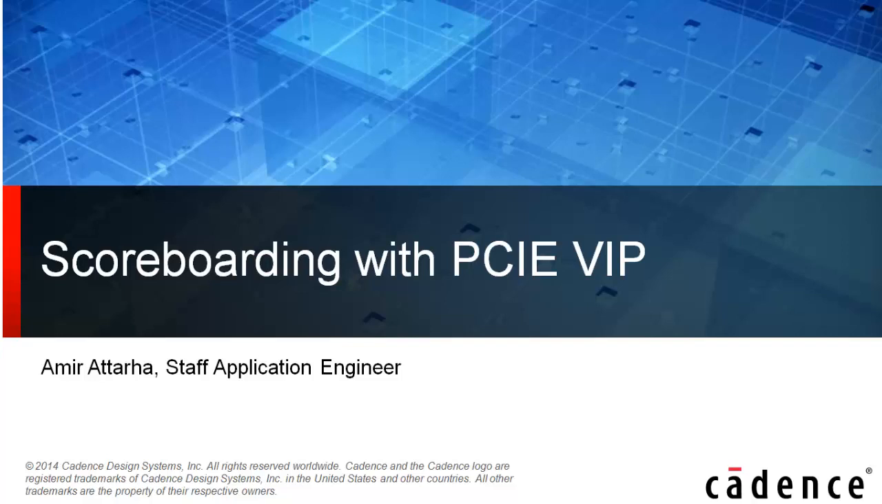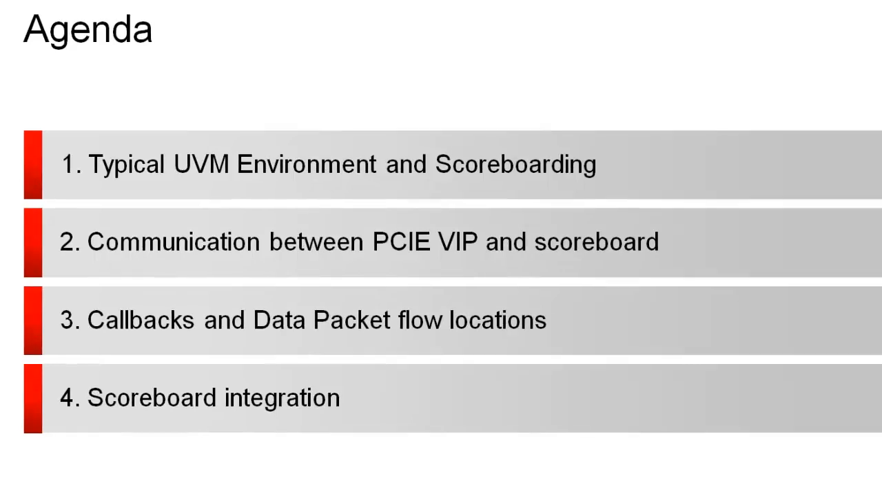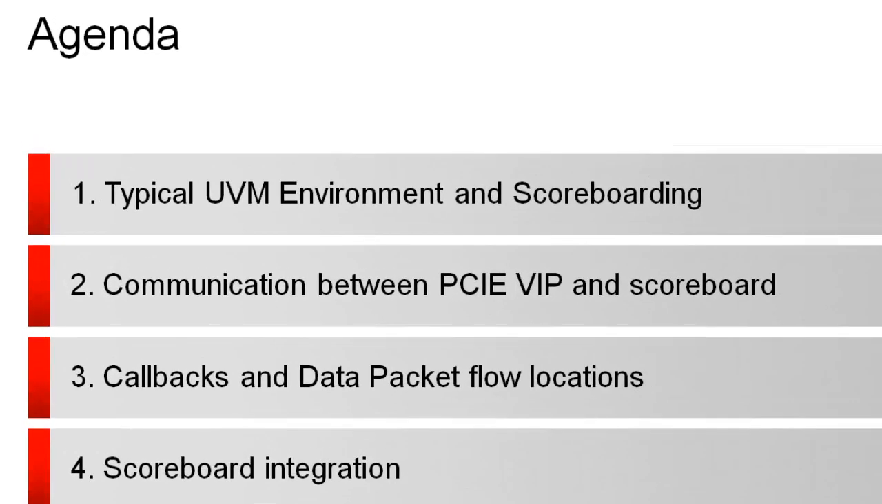This is a quick demo on integration of a scoreboard in your UVM environment while using PCI Express VIP. We first look at a UVM environment and see how a scoreboard is generally used. Then we discuss the communication mechanism between PCI Express VIP and a scoreboard and how callbacks are used to assist with this. Finally, integration of a scoreboard in a UVM environment with PCI Express VIP is discussed.